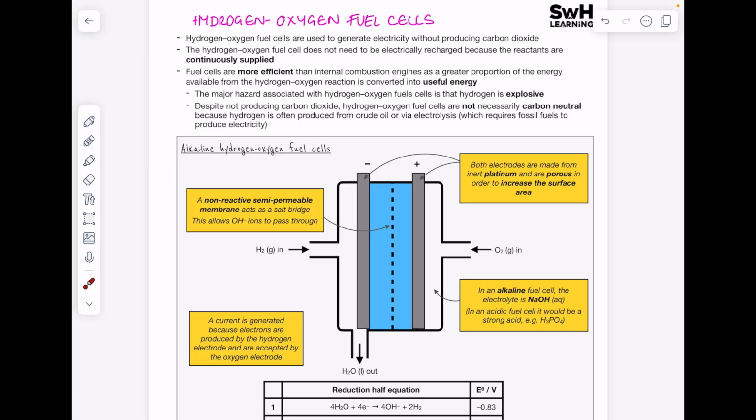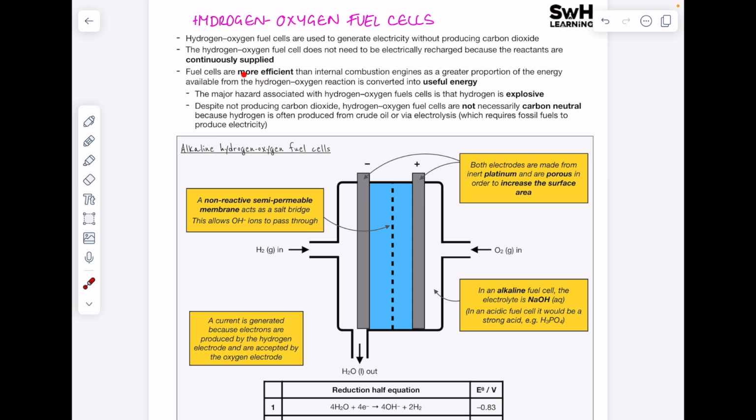So hydrogen-oxygen fuel cells are used to generate electricity without producing carbon dioxide. So they're thought to be a more green approach to releasing the energy we need to power our homes. The hydrogen-oxygen fuel cell does not need to be electrically recharged, and the reason for that is because the reactants are continuously supplied to the fuel cell.